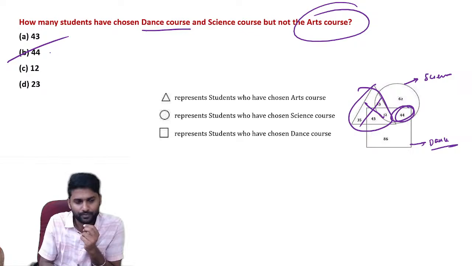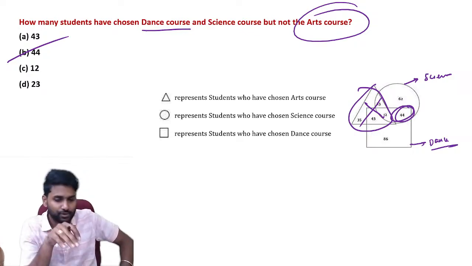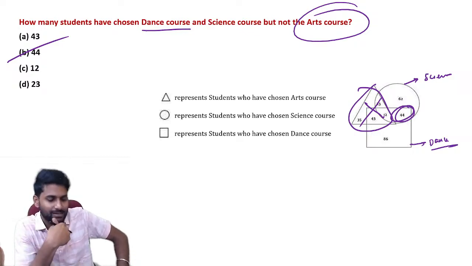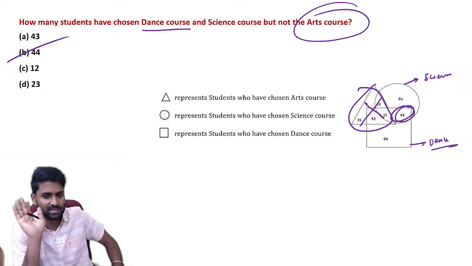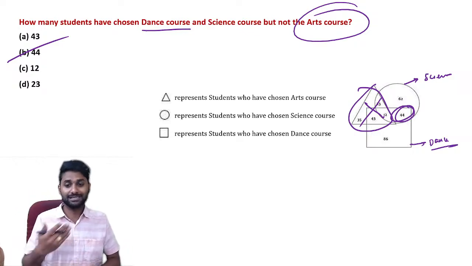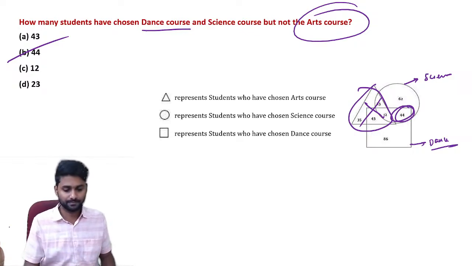So the answer is 44. We cannot consider 62, because those 62 students chose only the science course. We cannot choose 86 alone either. Why? Because those belong to dance. So we have only one connection: 44 students who chose dance along with science. Both of those are not in the arts course.